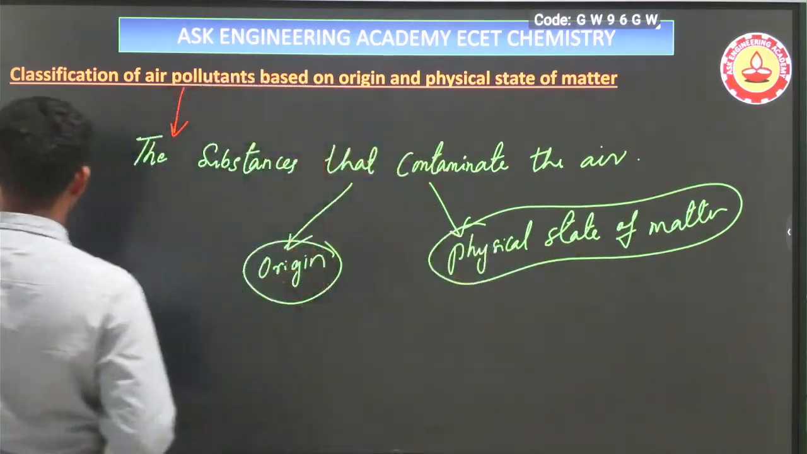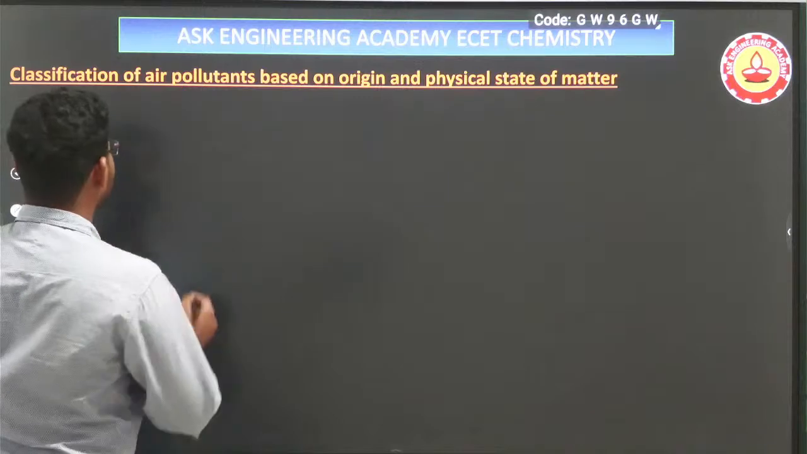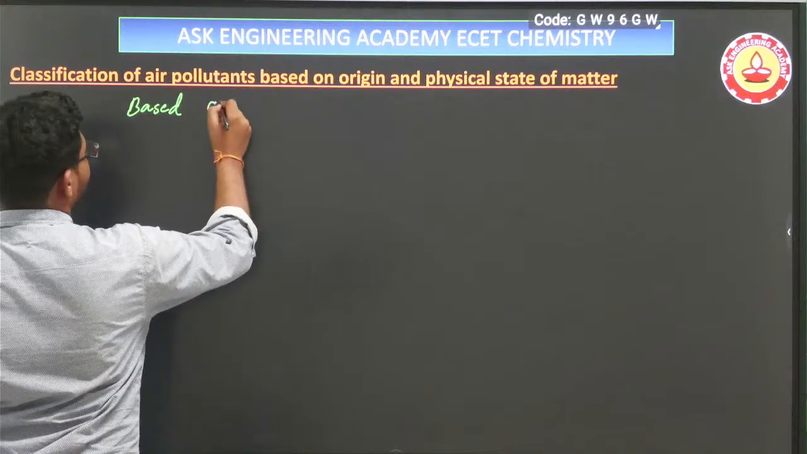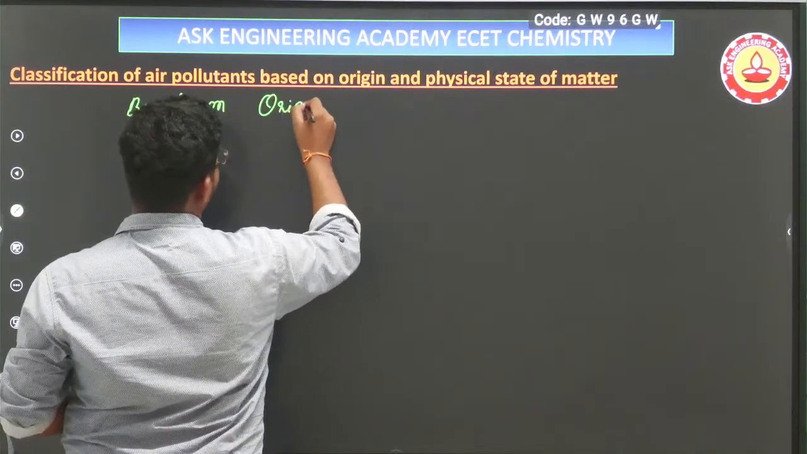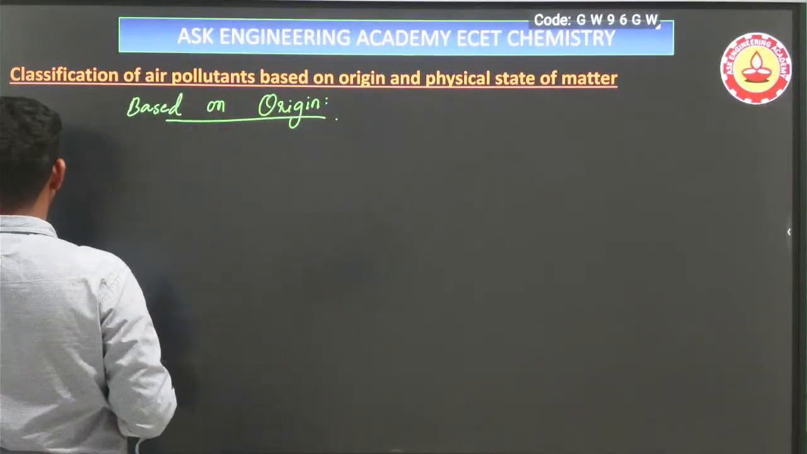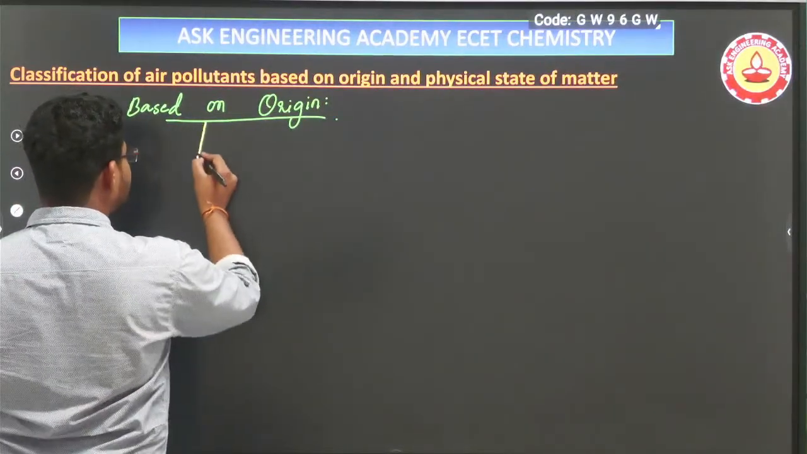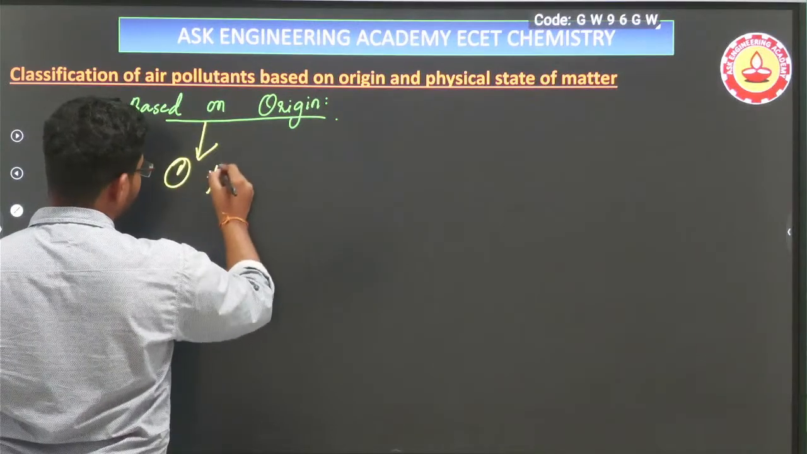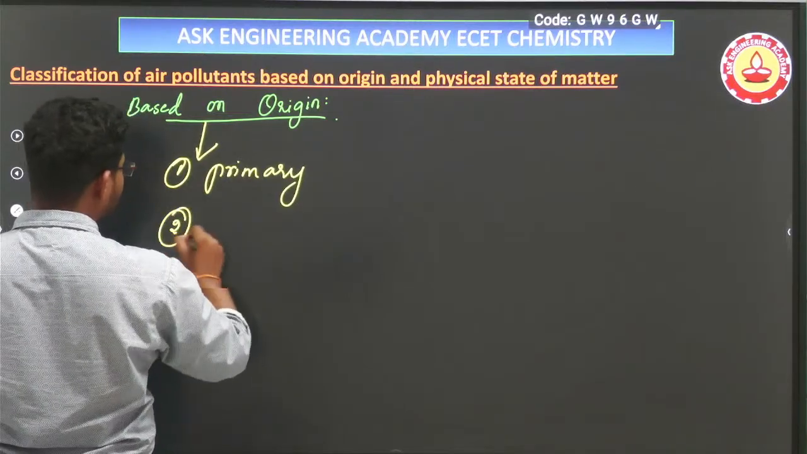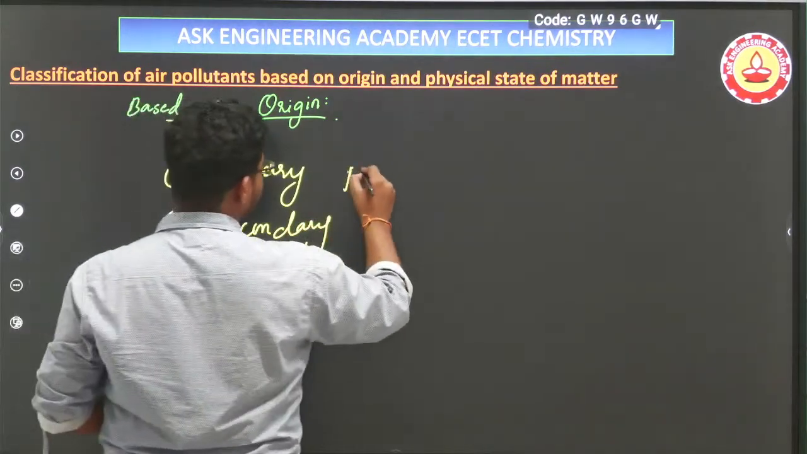First, based on origin. Based on origin, the air pollutants are again divided into two types: primary pollutants and secondary pollutants.